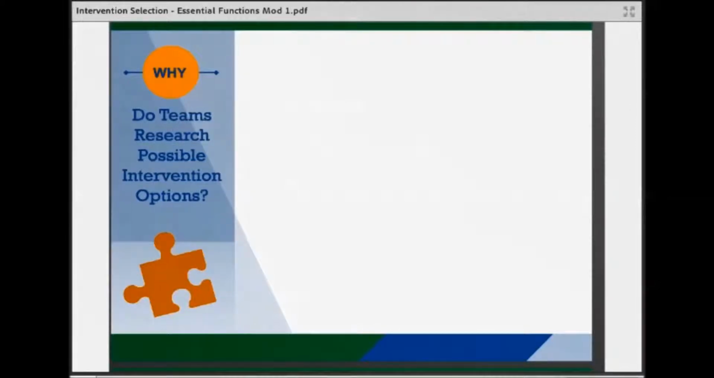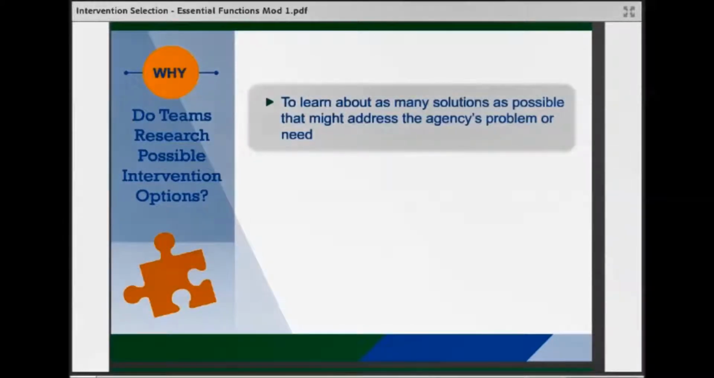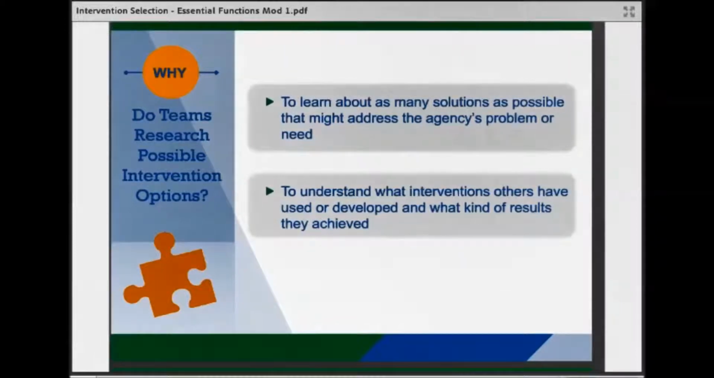Teams should take the time to adequately research as many possible solutions that will address the agency's problem or unmet need. Researching as comprehensively as feasible will give the team options to consider and perhaps allow them to find an intervention that will be a good fit without too much adaptation. Researching potential solutions also gives teams an opportunity to find out whether interventions have been used by other agencies in similar situations and what kind of result may have been achieved.